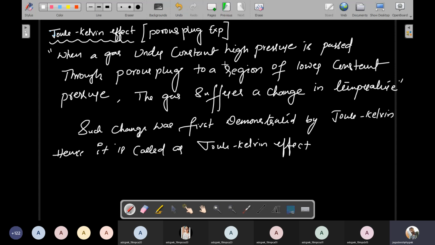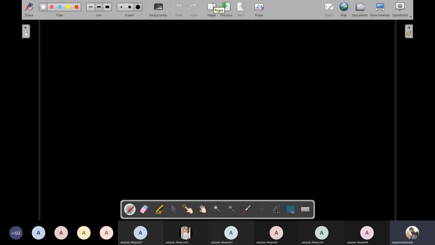So right now, next I'll move to the next page. Importance. Generally, some of the important results he considered to prove this porous plug experiment. Now I want to first of all write the results, what results he considered to prove this theory. Okay, so those results I will write first.